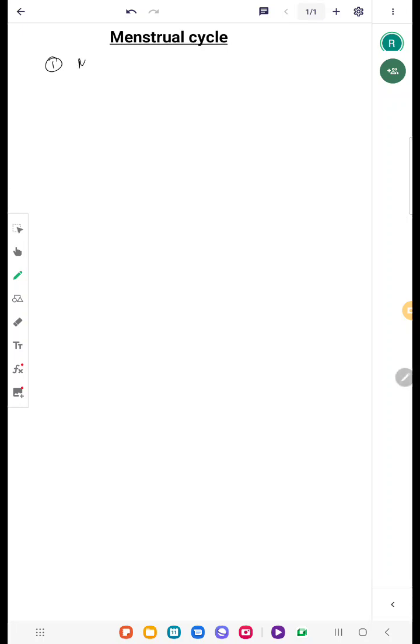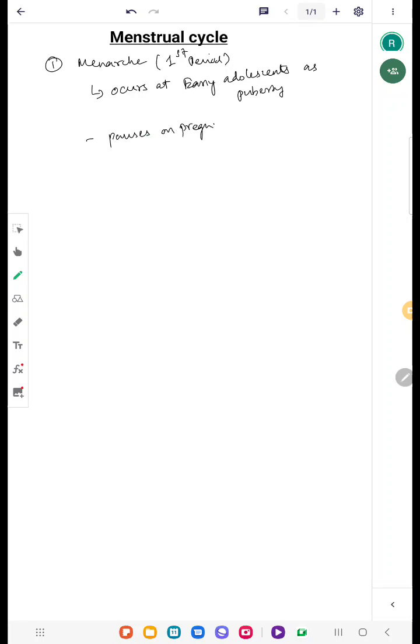So it starts with the menarche. Menarche is called the first period, which occurs at early adolescence, as puberty. This menstrual cycle pauses during pregnancy, and it continues until menopause.